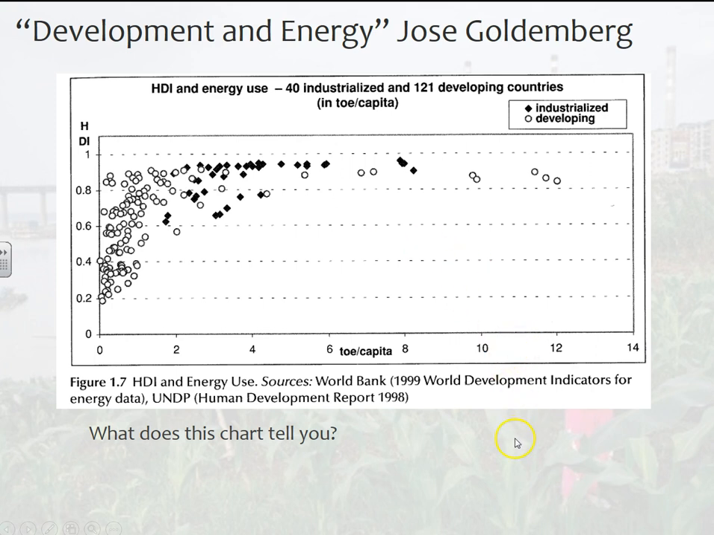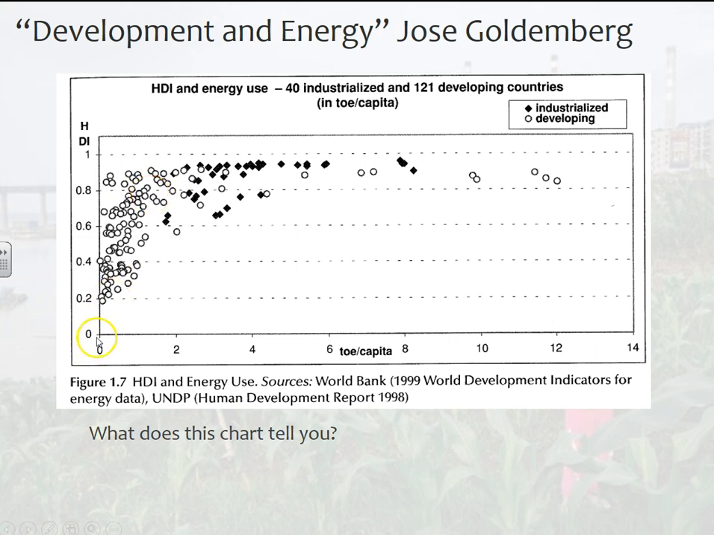So we're going to look at a few charts now that measure various factors in quality of life, or that contribute to quality of life. So this is a chart. This is TOE per capita, so it's just energy use per person on your x-axis here, and this is HDI rank on the y-axis. Each of these dots is a country, and the black dots are your industrialized countries. You could think of your OECD countries, and then the white dots are your non-industrialized countries.